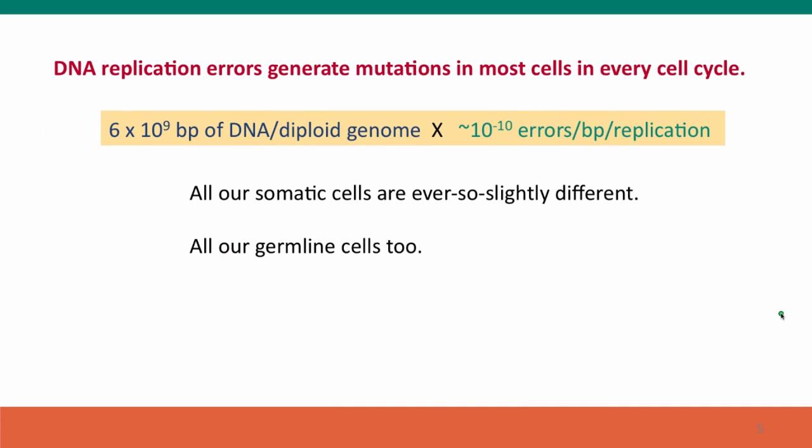Now let's think about the consequences of this for thinking about mutations. If we think about the mutation rate, we've got 6 times 10 to the 9th base pairs. The mutation rate is, depending on how you calculate it, maybe 10 to the minus 9th, 10 to the minus 10th errors per base pair per replication. This means that all of our cells have new mutations. All our somatic cells have mutations. All our germline cells have mutations. In the next lecture, we're going to think about mutations in somatic cells. But for now, I just want to think briefly about mutations in germline cells.